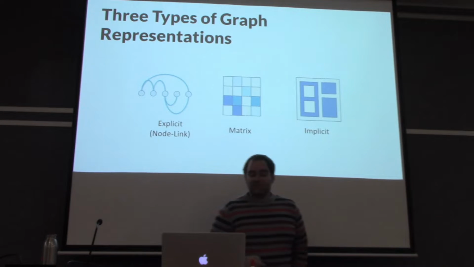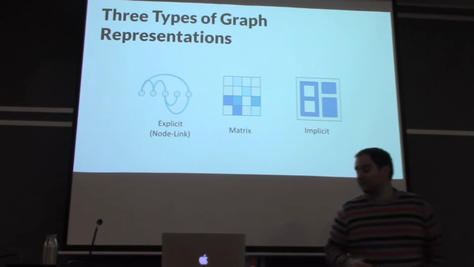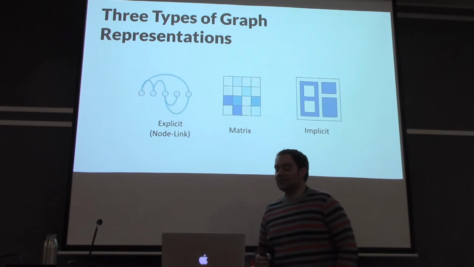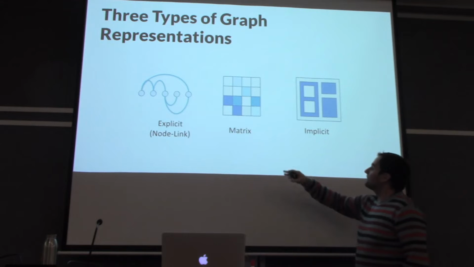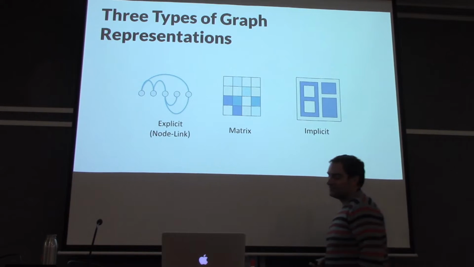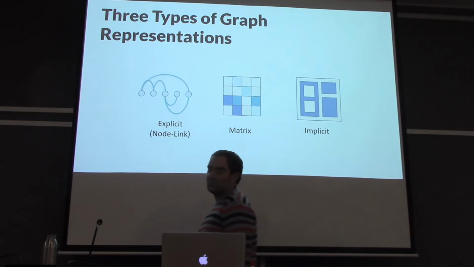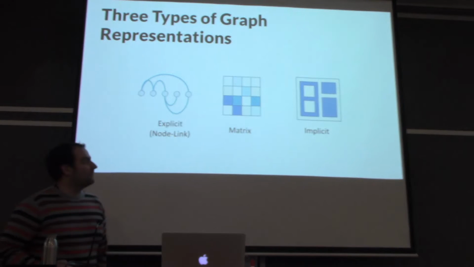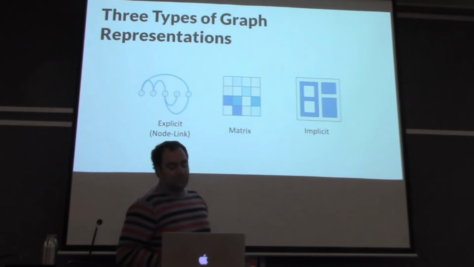So I introduced that we have three different kinds of graph representations, and we talked a bit about the explicit and node link diagrams last time. Then we will talk today about matrix representation and about implicit representations, whereas implicit representations don't really work for general graphs, they basically only work for trees.